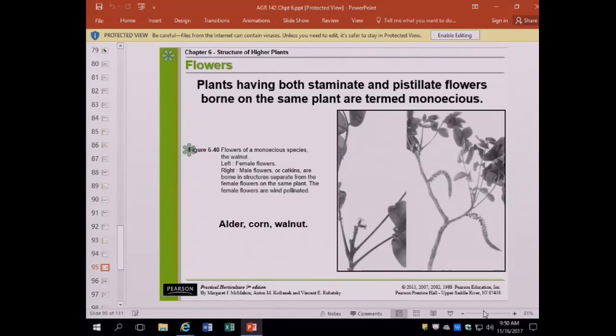And Mother Nature has contrived a real nice relationship with the formation of these flowers.